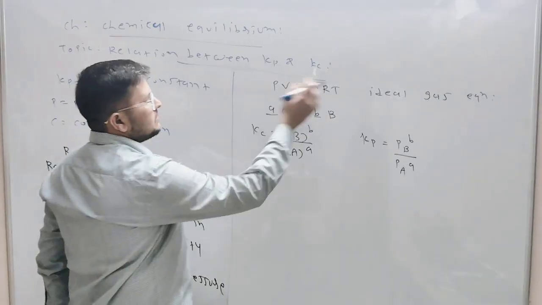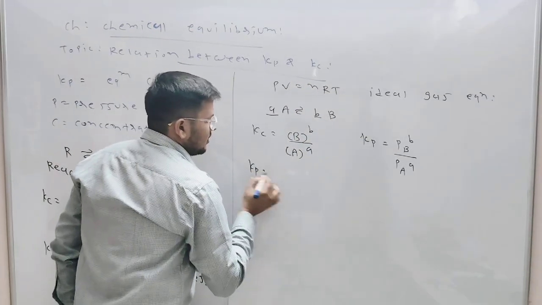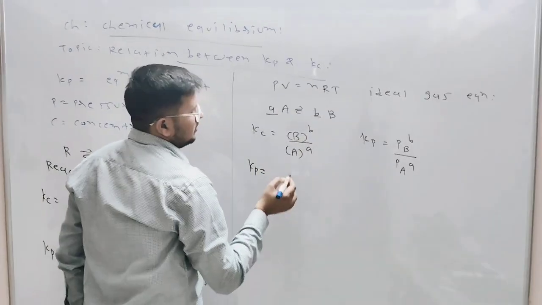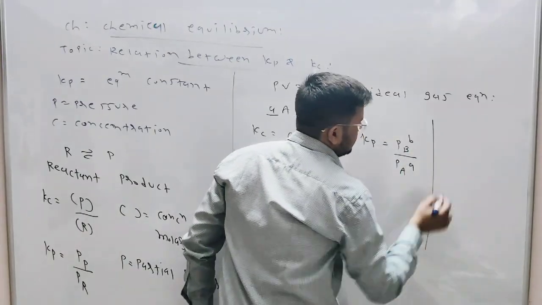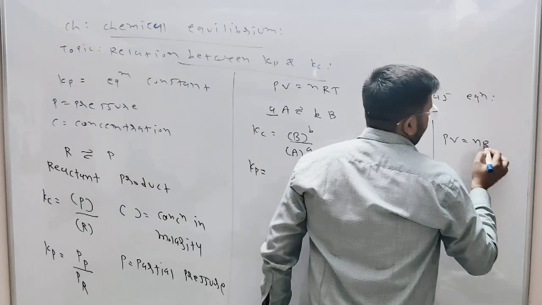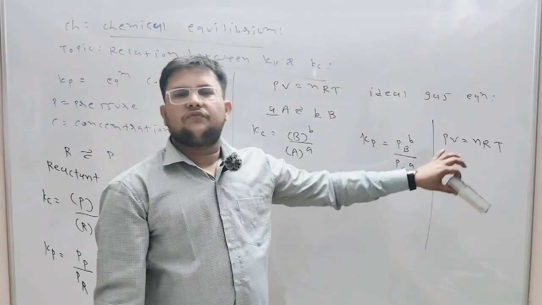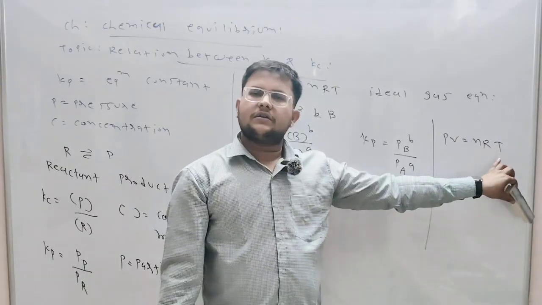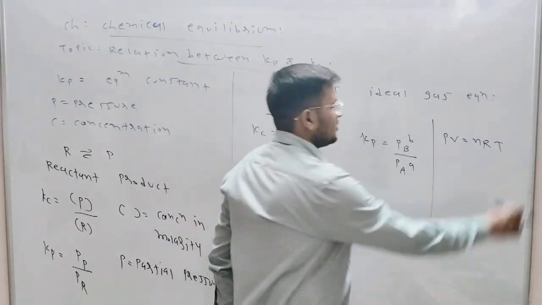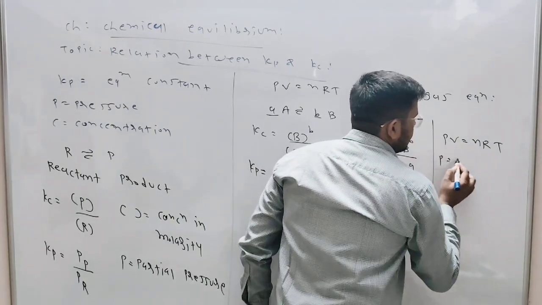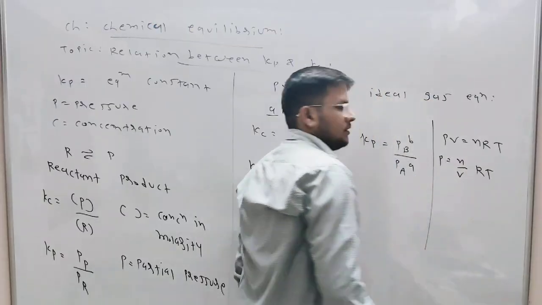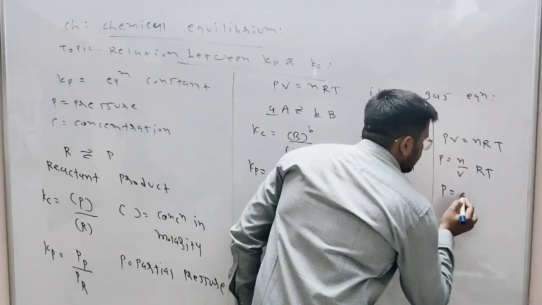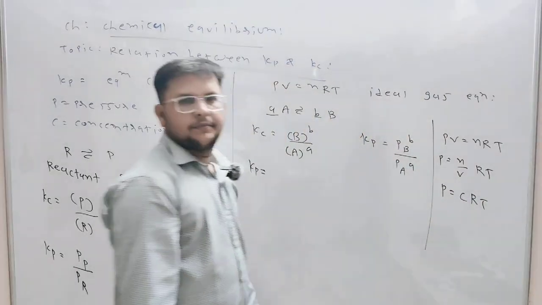We have the equation PV is equal to nRT, so we can say the pressure is equal to n by V. Here I extend this equation. PV is equal to nRT, where P stands for pressure, V for volume, n for mole, R gas constant, T temperature. From that I can say P is equal to n by V RT. We know mole by volume is called concentration. So P is equal to CRT.